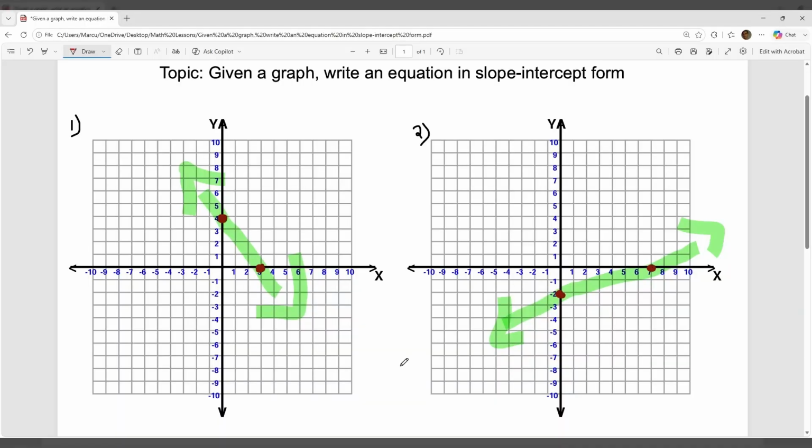Hi everyone, this is Mr. Souza, and today's lesson: given a graph, write an equation in slope-intercept form.